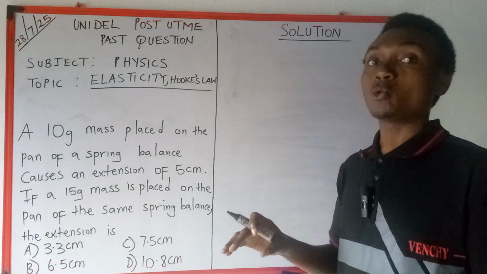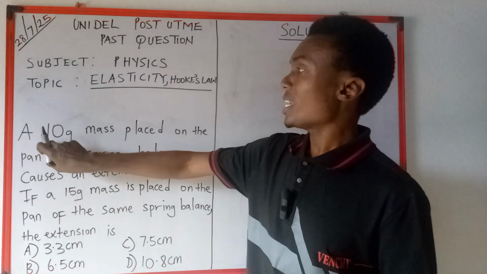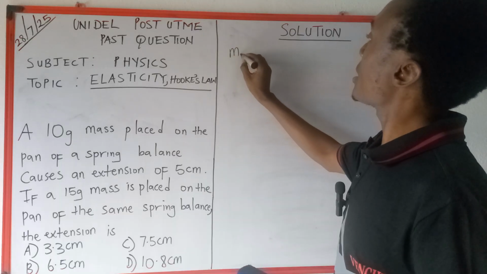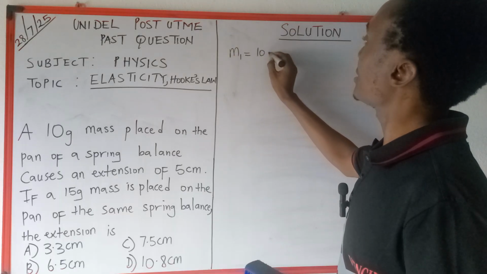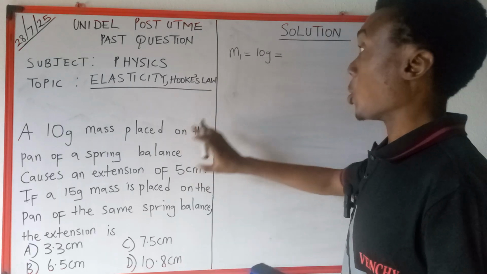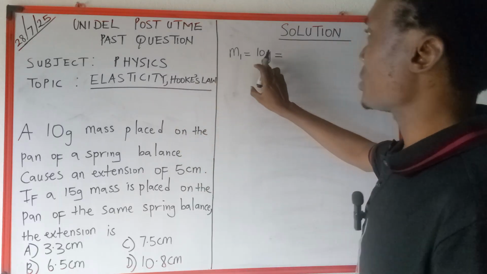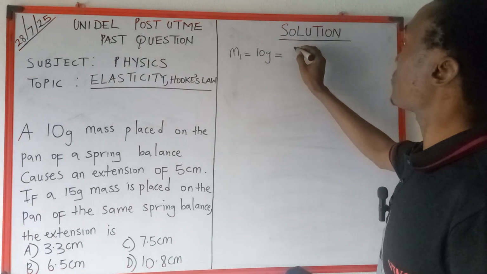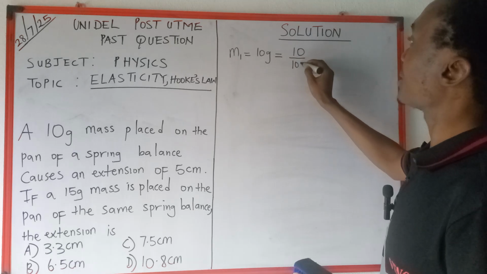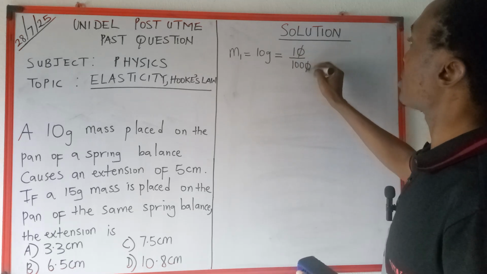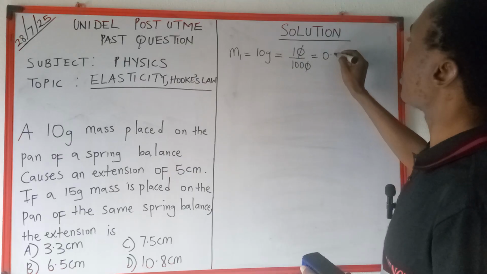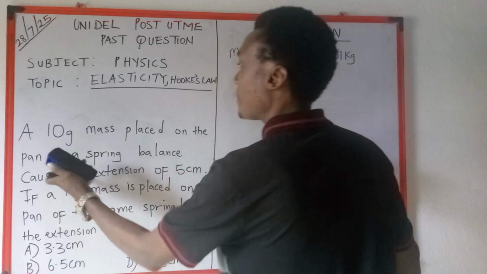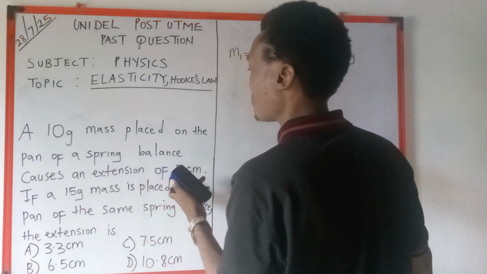From there we'll know what to do. Take note, it says a 10-gram mass. So that is the first mass, M1, which is 10 grams. In physics, you don't solve using grams, so we have to convert to kilograms. We divide by 1000, and we have 0.01 kilogram.